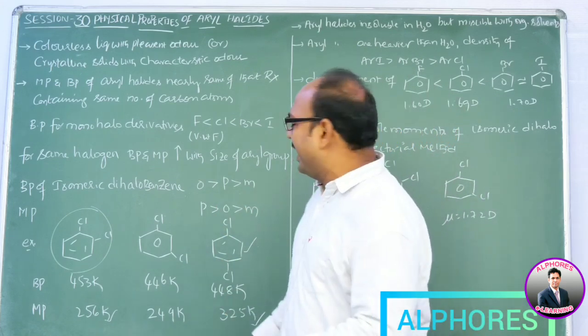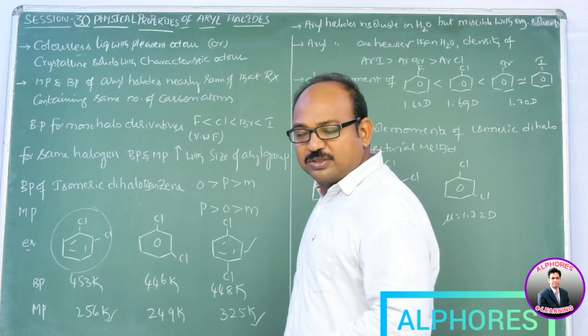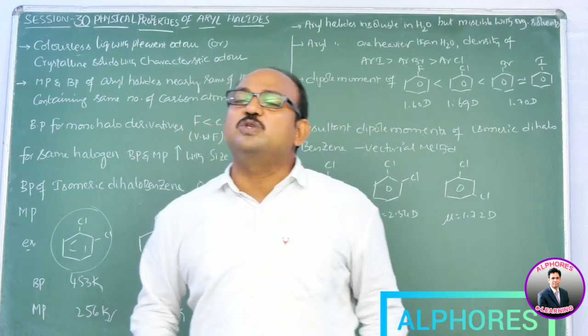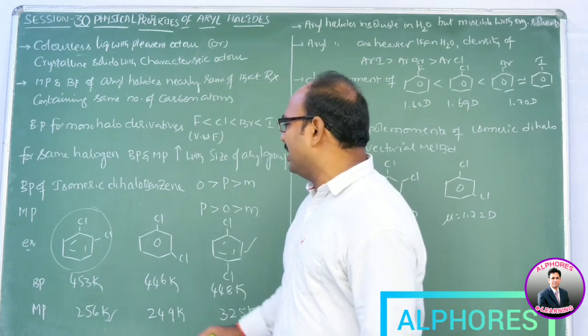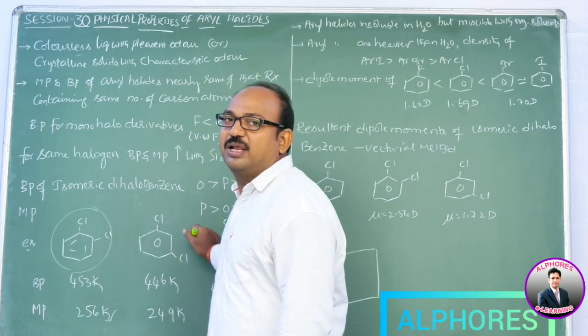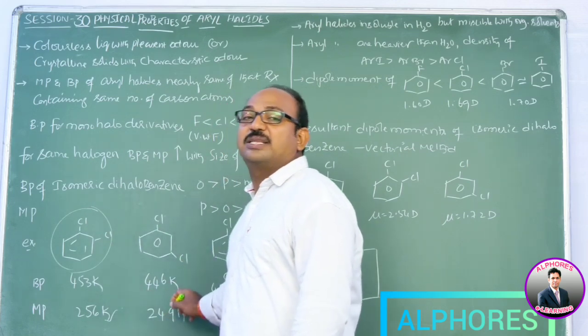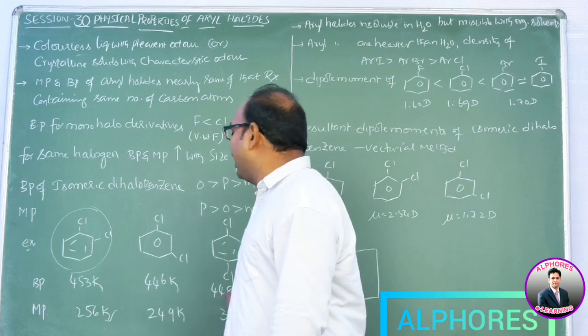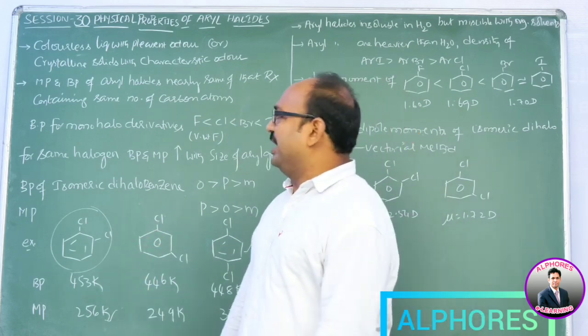Packing efficiency means, again, within 1 square centimeter or 1 square meter area, how many molecules we can place. That is less because of the unsymmetrical structure. Hence, their melting points are relatively less compared to para dichlorobenzene.